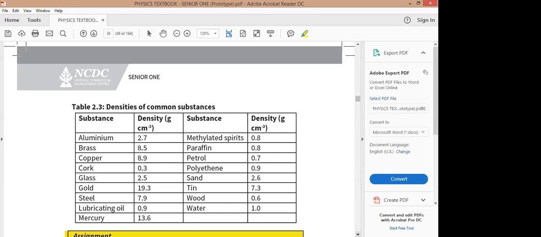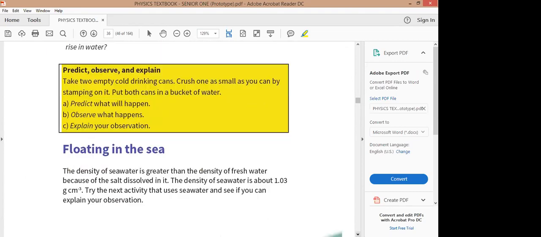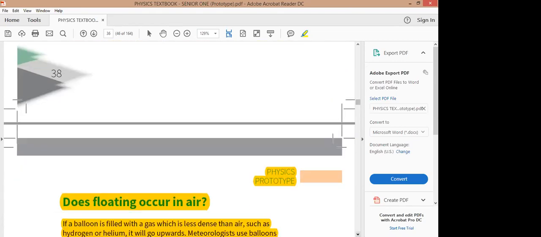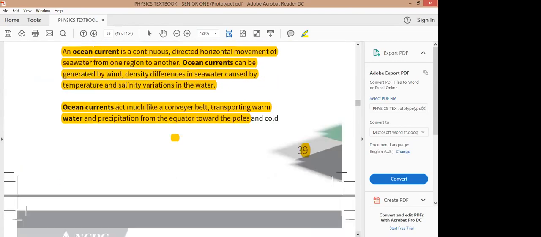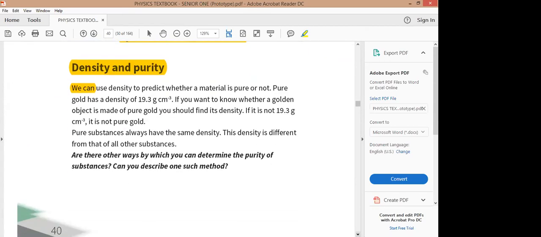Mr. Sanjay, go on. So I'm asking one of the girls, if density alone has not been able to differentiate between methylated spirit and paraffin, what more would you do to distinguish between those two? Can somebody tell us how she would distinguish paraffin from methylated spirit? Okay, Namagembe.